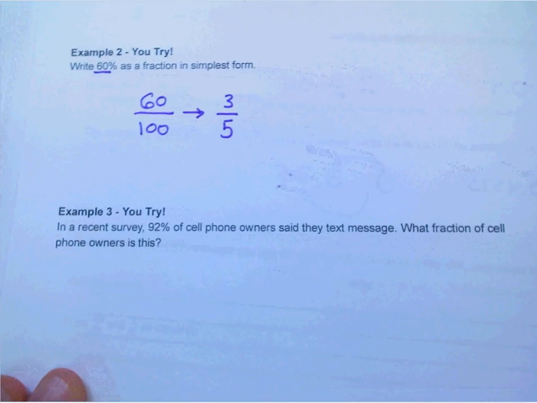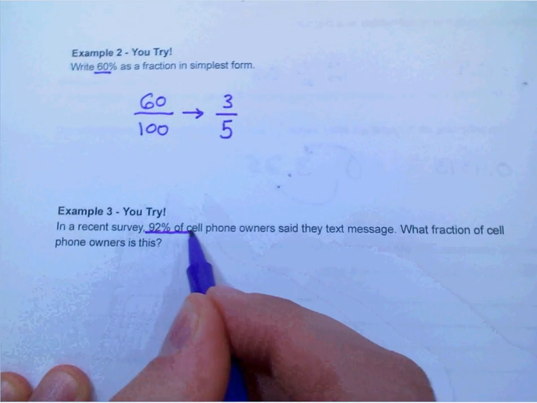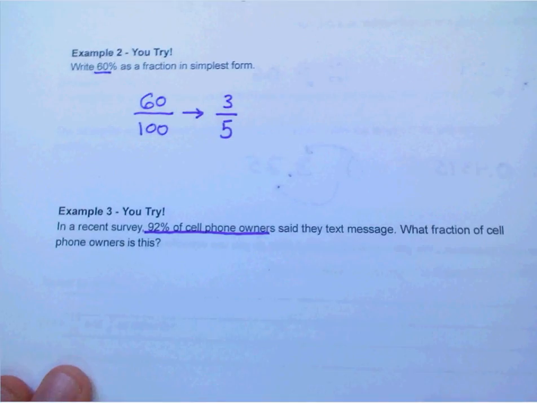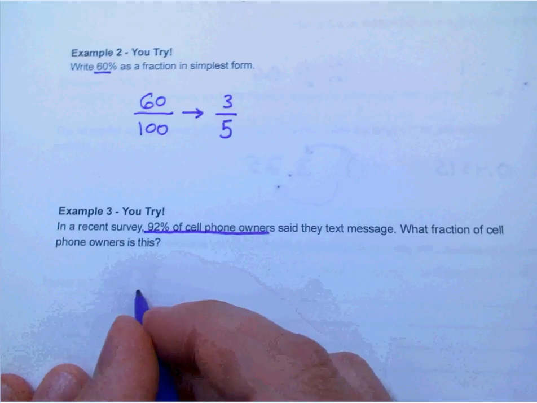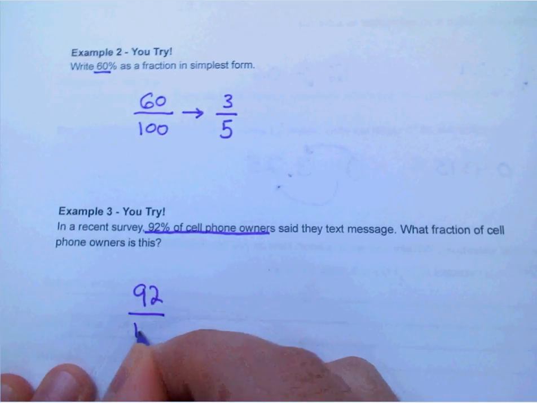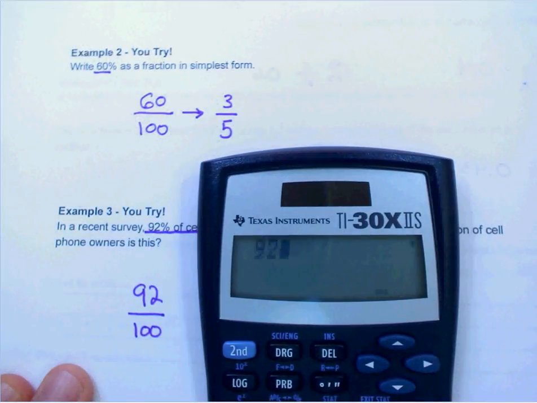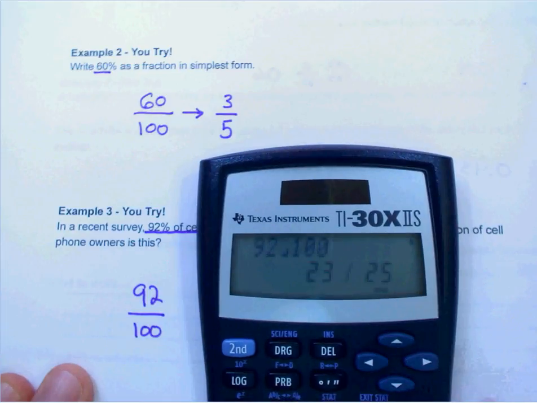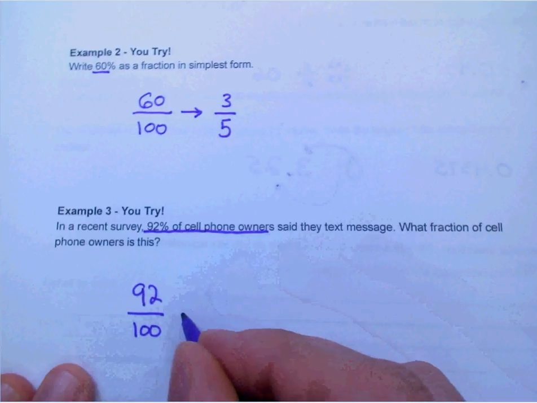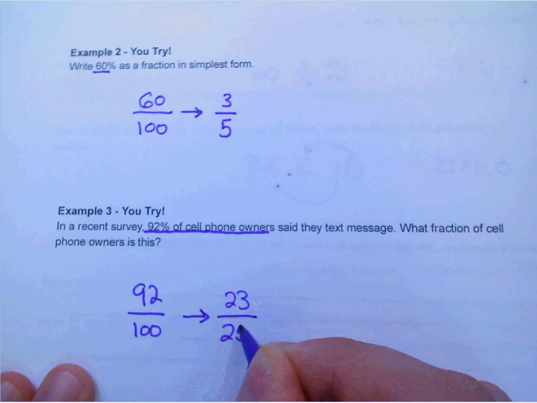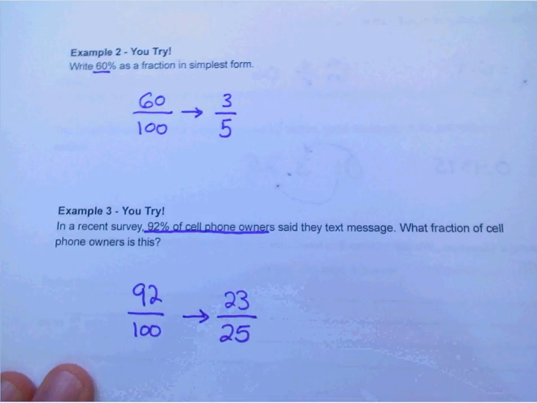In a recent survey, 92% of cell phone owners said that they text message. What fraction of cell phone owners is this? Percent out of 100. So we have 92 out of 100. We simplify using our ABC key, and we get 23 out of 25. We always put it in simplest form. Always, always, always. Over to the top of the next page.